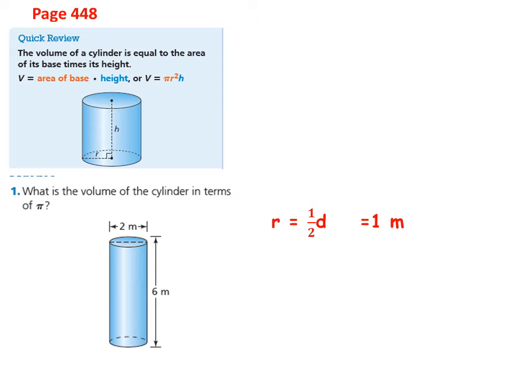Now, how to find the volume of the cylinder? V equals pi r squared H, the base area times height. The question says in terms of pi, so don't substitute any approximated value for pi. So V equals pi times, use 1 for r, so 1 squared, use 6 for H, so times 6. Now evaluate this. 1 squared is 1, times 6 is 6, so the answer is 6 pi. The answer is 6 pi cubic meters.